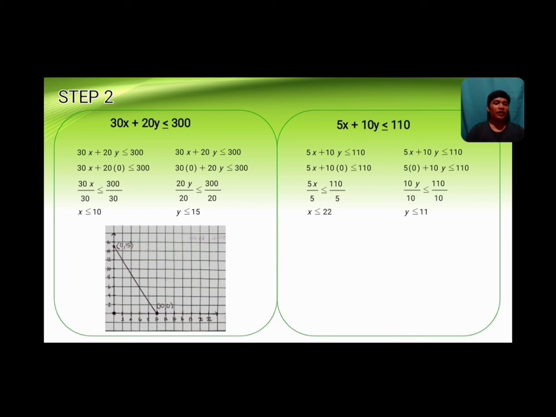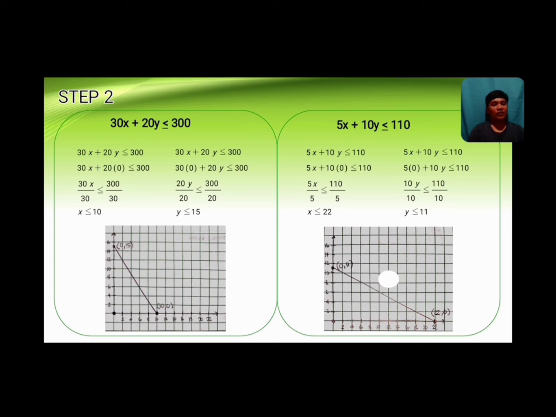Then we let x equal 0. So 5 times 0 plus 10y is less than or equal to 110. So 10y less than or equal to 110. Divide both sides by 10 so that we have y less than or equal to 11. So we are going to put it in a graph. So the graph looks like this. So we put a line to connect those two given points.